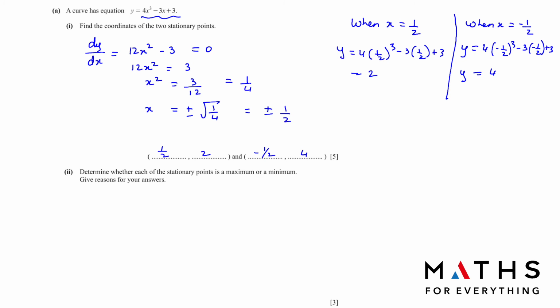The next part of the question, determine whether each of the stationary point is a maximum or minimum and give reasons for your answer. Whenever a maximum and minimum question comes, there are a few steps that you need to know. First, you differentiate. Make it equal to 0 and you find x. After that, you double differentiate and substitute your x value.